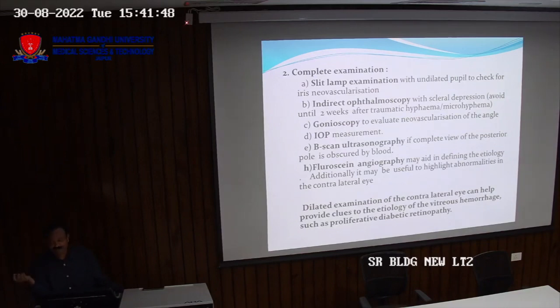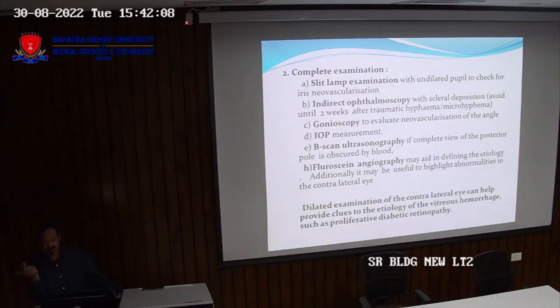Second is IOP, or intraocular pressure measurement. Sometimes chronic glaucomas can give rise to neovascularization, can give rise to hemorrhage. Or sometimes chronic hemorrhages can give rise to secondary glaucomas. So intraocular pressure measurement is important.